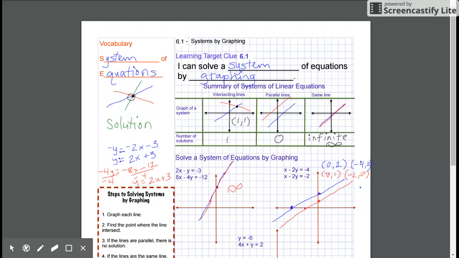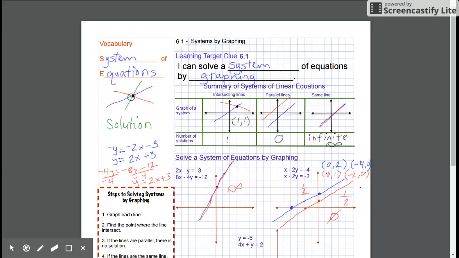I notice that my lines are parallel. If I had graphed these in slope-intercept form, you can see, even just looking at them, that the slope is up 1 over 2. So my slope of this line is 1/2, and my slope of this line is 1/2 as well. So because they have the same slope, they are parallel lines, and therefore they have no solutions. Okay, no solutions. It's a null set.